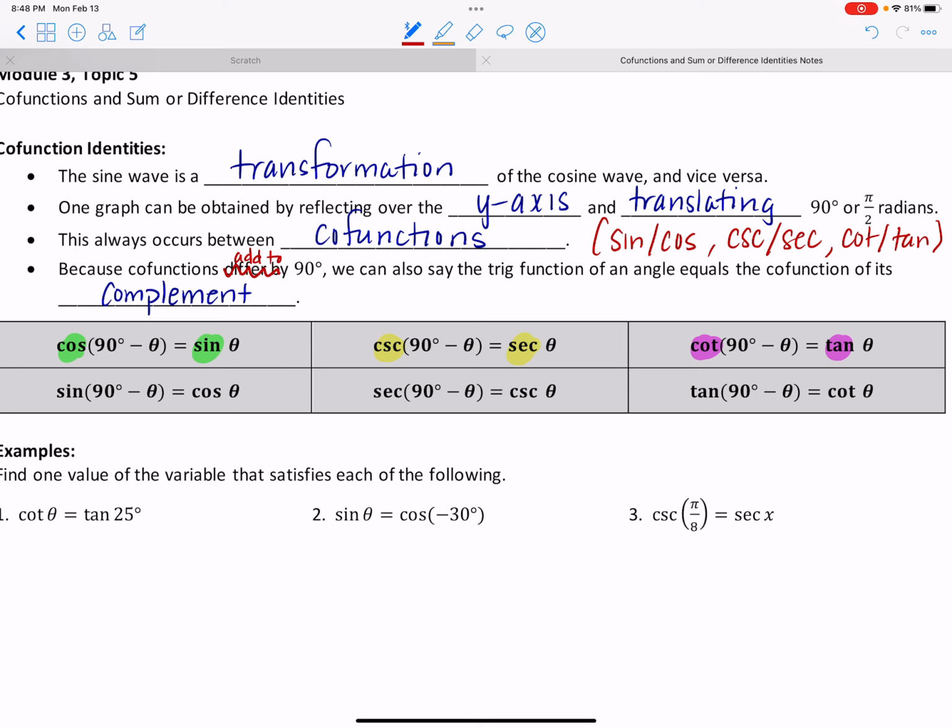We can say the trig function of an angle, so like the sine of an angle, is going to be equal to the cofunction of its complement. So the sine of an angle is equal to the cosine of its complement, which means subtract that angle from 90 and figure out what's left. Or the secant of an angle is equal to the cosecant of that complement. Or the cotangent of an angle is the cofunction, which is tangent of the complement of that angle. So then it allows us to evaluate situations like this.